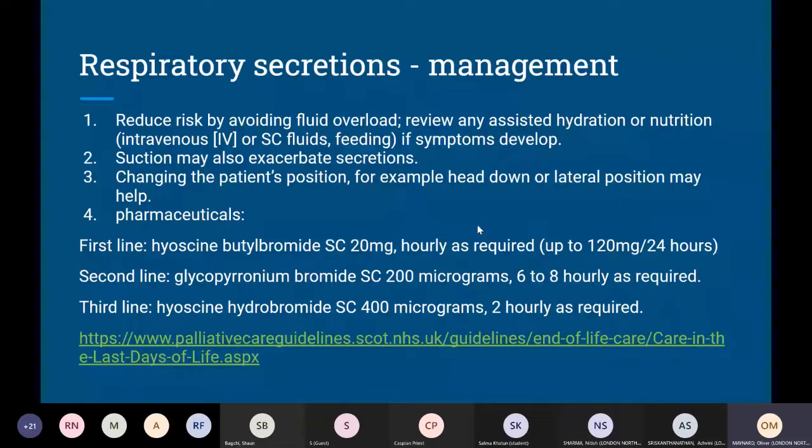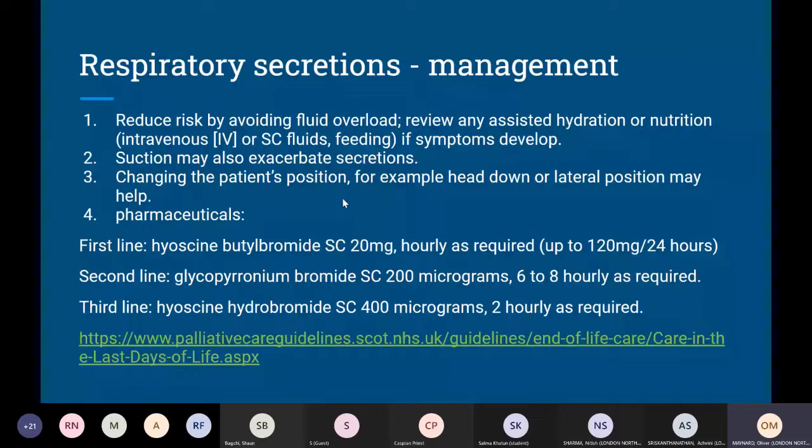So trying to make sure that they aren't fluid overloaded, to make sure that the hydration is adequate, but not too much, to make sure they're not secreting too much. Obviously, we can use suction to try and remove some of the secretions which are already there. And patient position, so sitting them up, having their head to the side or in the lateral position to help drainage of respiratory secretions. Obviously, if these three or four things fail, we can move on to pharmaceutical treatments.